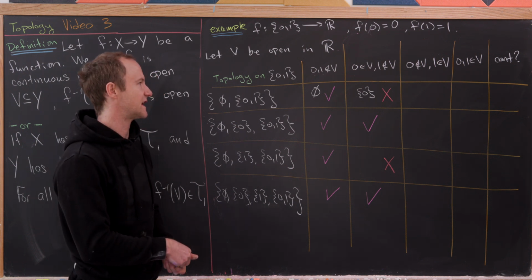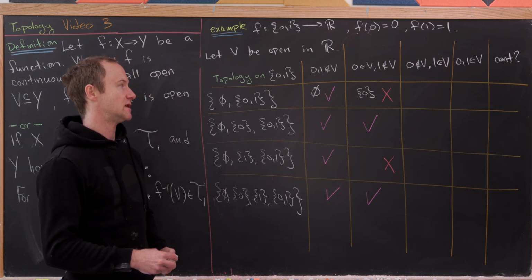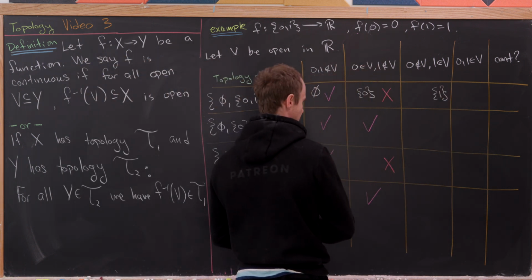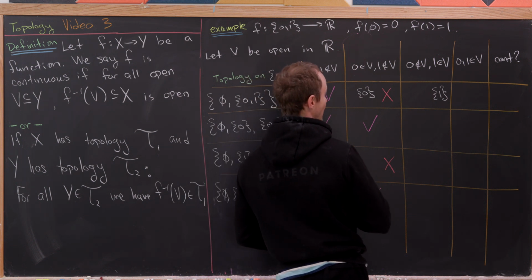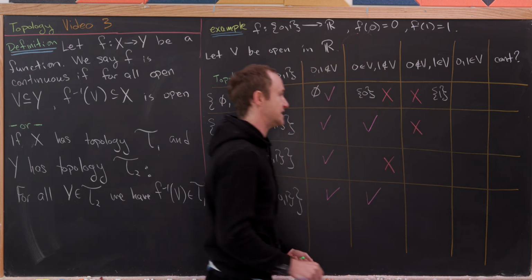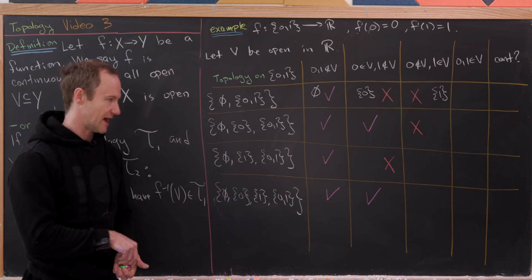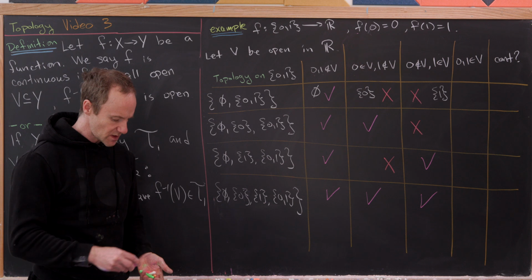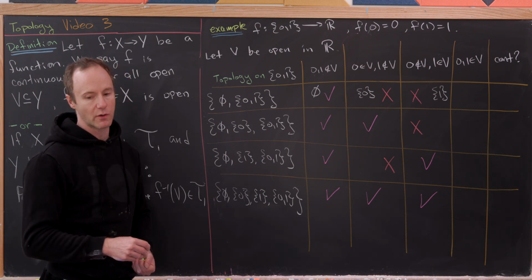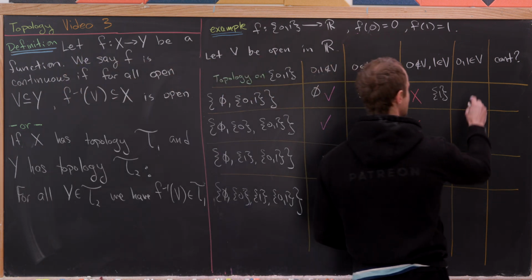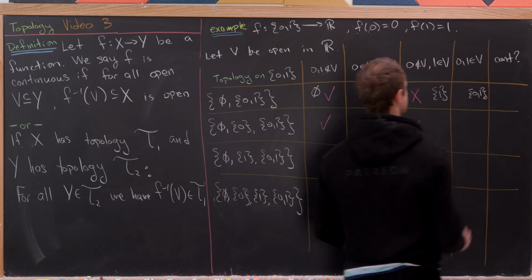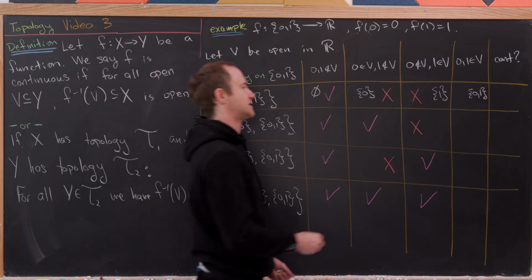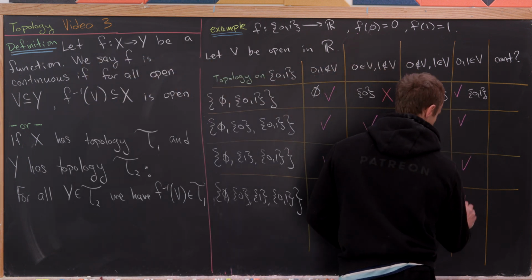Okay, so let's look at the next one. If 0 is not in V, but 1 is in V, the pre-image is clearly the singleton 1. In this case, the first 2 topologies make that not an open set, whereas the last 2 topologies let it be an open set. Now let's look at our last case where 0 and 1 are both inside of V. In that case, the pre-image is 0 and 1. It's everything. But everything is always an open set, so we've got check marks here as well.